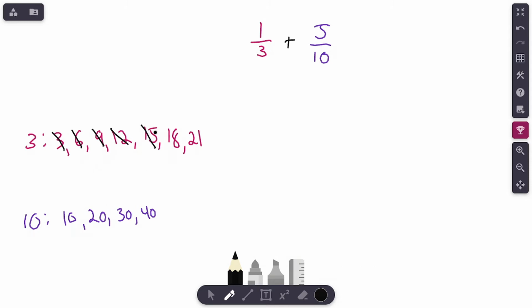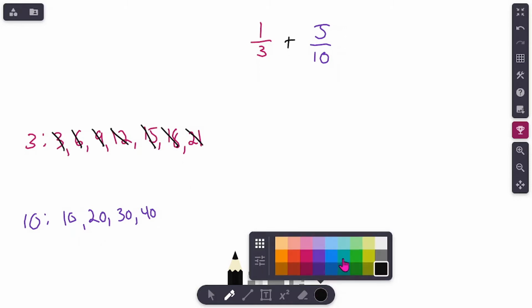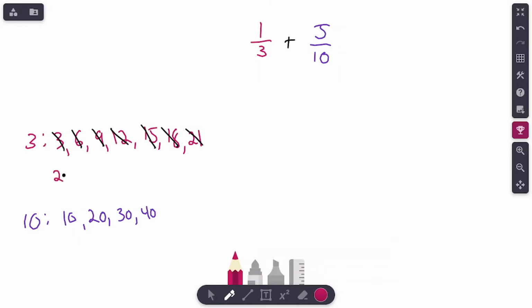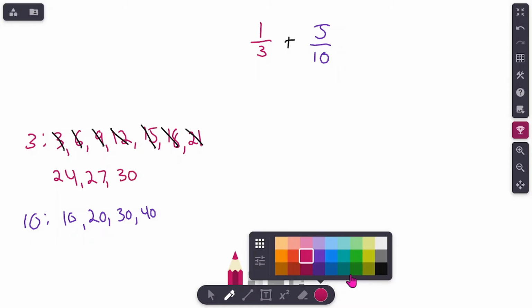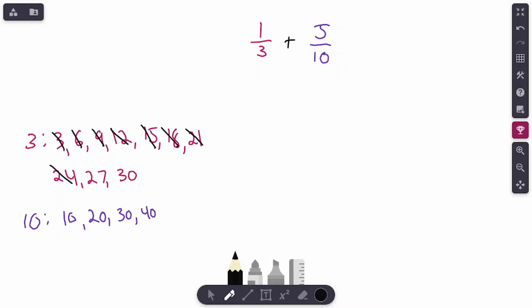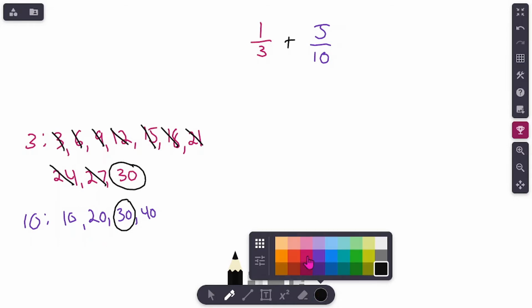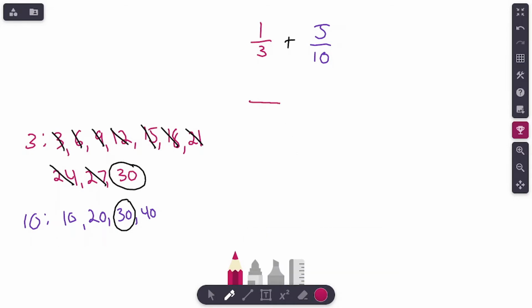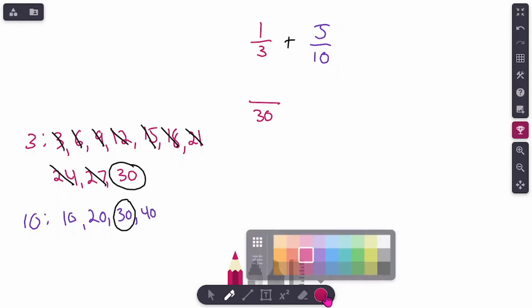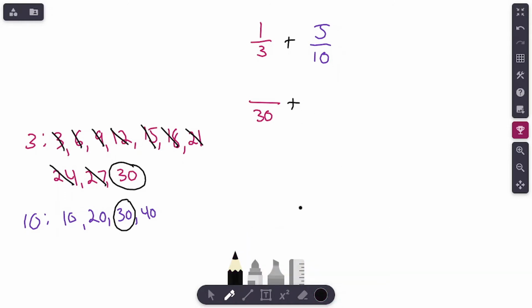They both don't have 15. They both don't have 18. They both don't have 21. Dang, we got a long way to go. So here's 24, 27, 30. Let's see what we got. They both don't have 24. They both don't have 27. There we go. Whew, Mr. C finally found it. Man, that's a great example of making a mistake, finding that mistake, and fixing our mistake. All right. So the common denominator is 30. There we go.